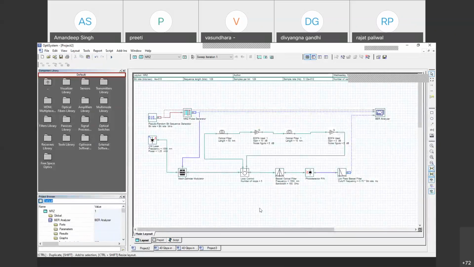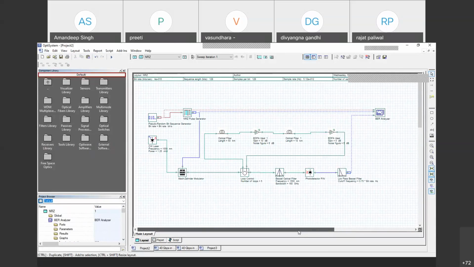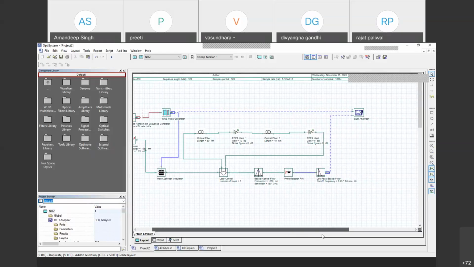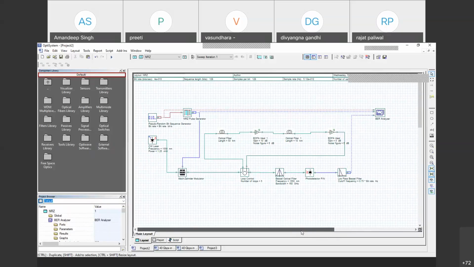Regarding global parameters, you said for high data rates we have to set global parameters, right? For low data rates it will not be an issue, but if we are working at more than 40 Gbps, then we have to set the global parameters, right, sir? Exactly. According to your bitrate, sequence length, and samples per bit, your number of samples will be set automatically. Okay, sir.